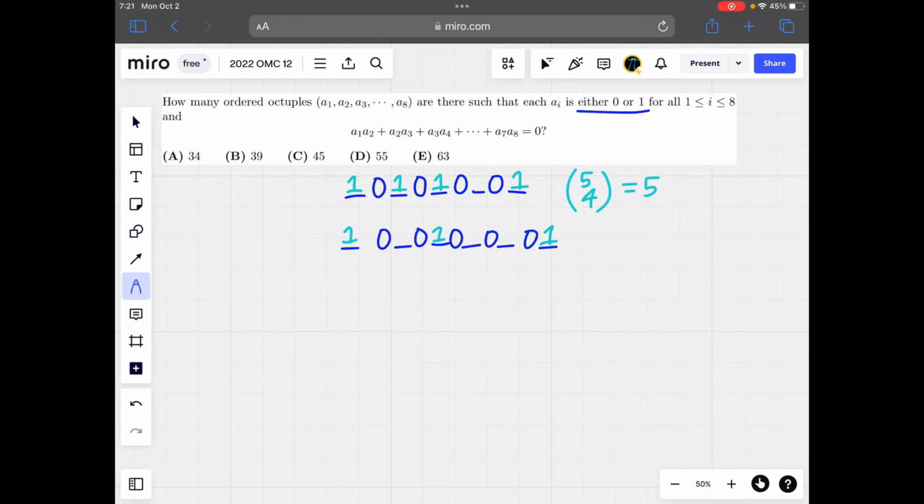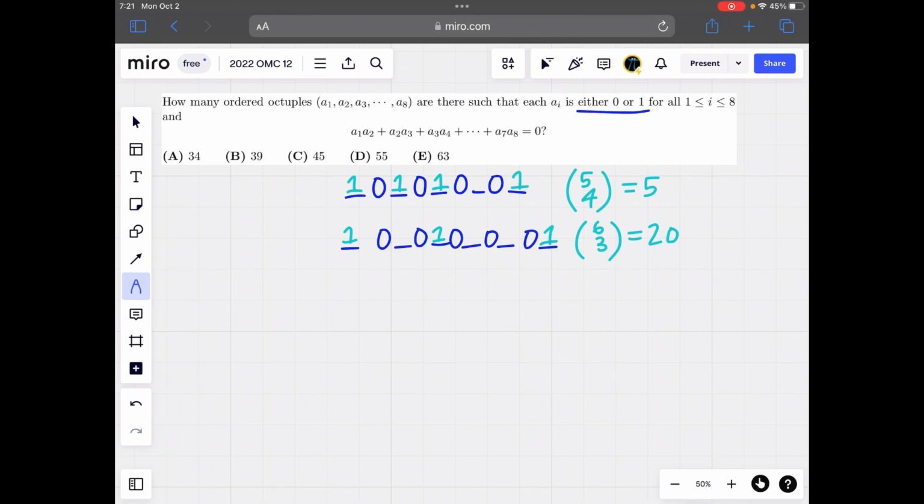The ordered octuple A1, A2, A3, A4, A5, A6, A7, A8 is equal to 1, 0, 0, 1, 0, 0, 0, 1. That works for the sum of the products being equal to 0 because each one is separated by zeros. And we have 6 spaces to put 3 of the ones. So that's 6 choose 3, which is equal to 20. You could have put the ones anywhere from among these 6 spaces.